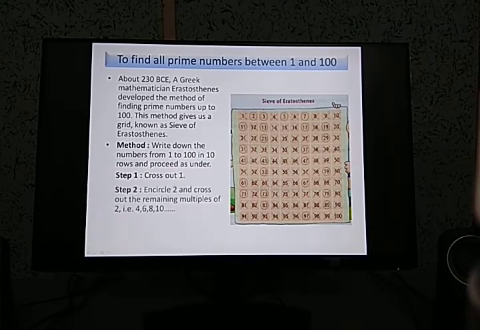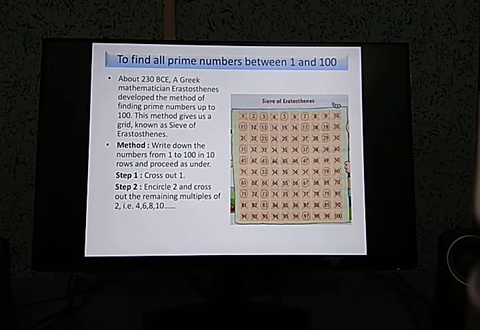Then what we have to do is encircle 2 and cross out the remaining multiples of 2. After crossing 1, you have to circle 2, and then in this line, all the multiples of 2 that are there, you have to cross out. For example, 4 is a multiple of 2, cross. 6, cross. 8, cross. 10 is also cross. You have to circle 2 and cross all of these.